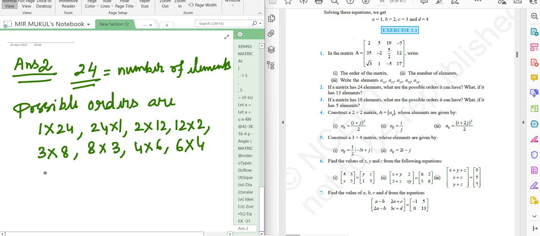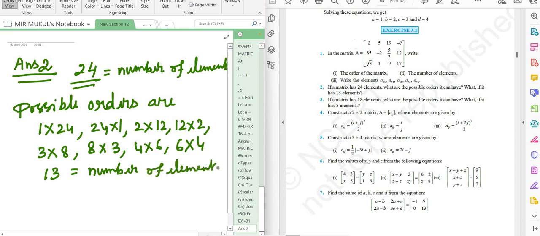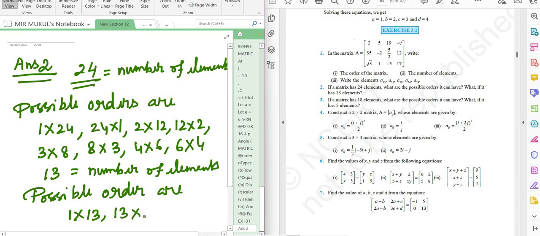Now what about if 13 is the number of elements? Then the possible orders are 1 cross 13 and 13 cross 1. Right.